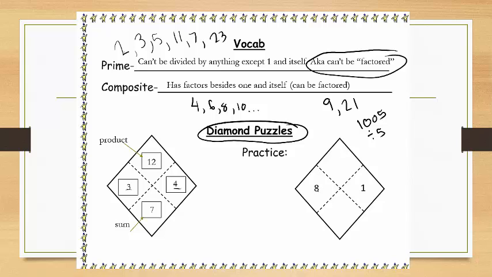So if you look at this one, 8 times 1 makes 8, and 8 plus 1 makes 9. So I would call this a level 1 diamond puzzle. This is pretty straightforward and it's easy.